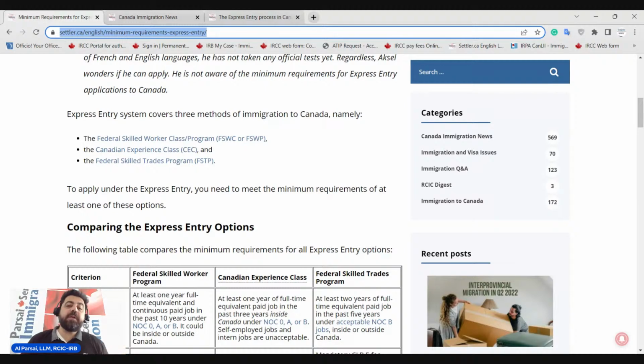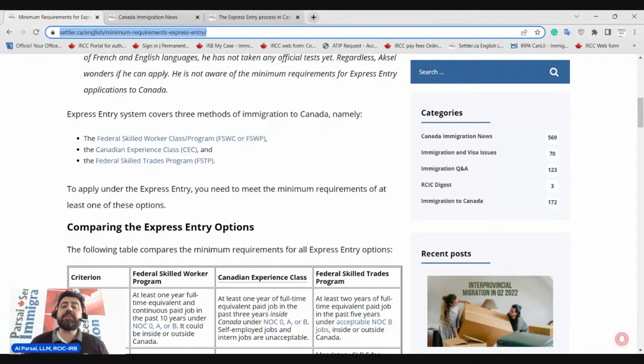The three immigration options that do exist are the Federal Skilled Worker Class or Federal Skilled Worker Program. We also know this as FSW or FSWC or FSWP, depending on who you ask. The second option is the Canadian Experience Class. And the third option is the Federal Skilled Trades Program, or FSTP or FSTC.